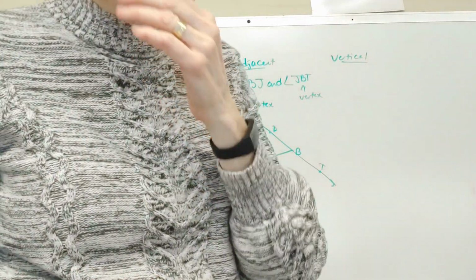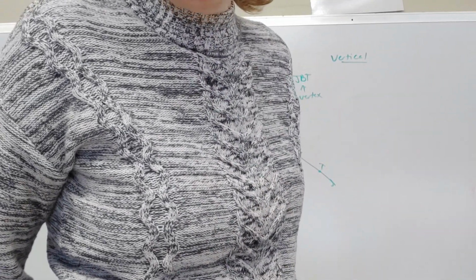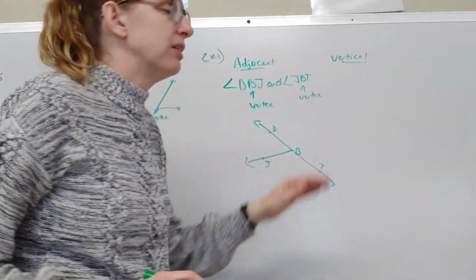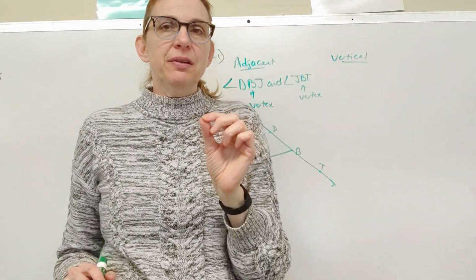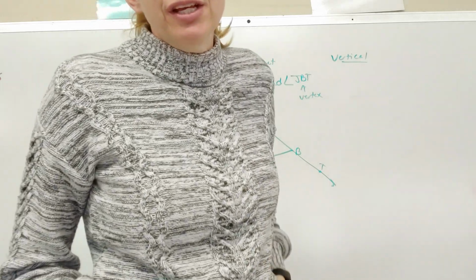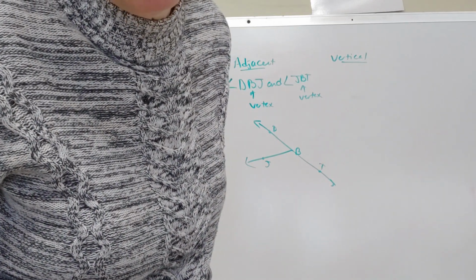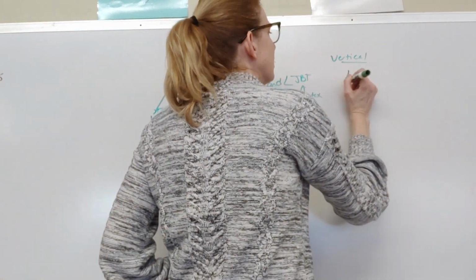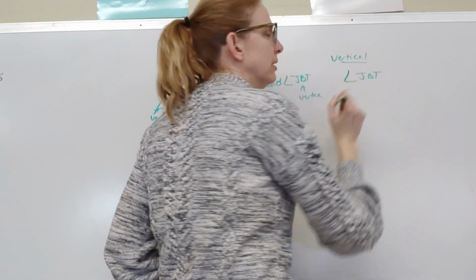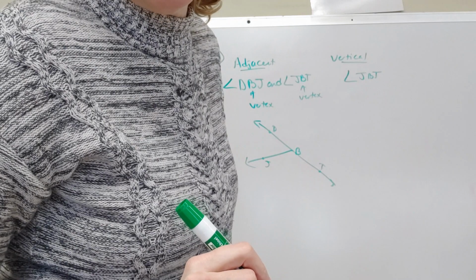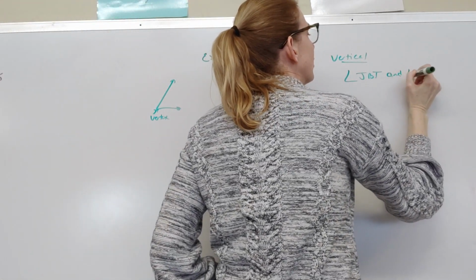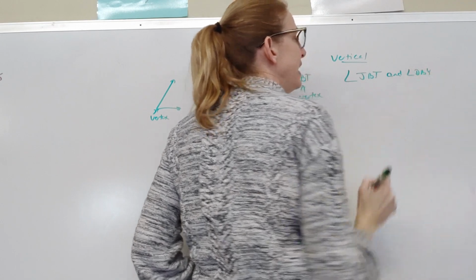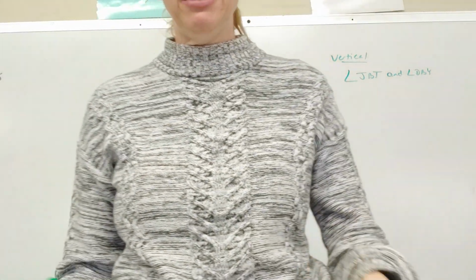Okay. All right. And the vertical angles. It wants a pair of vertical angles. So remember, vertical angles are across. They're opposite from each other, and they are congruent. They're the same measurement. So they said JBT is a vertical angle with DBY. Okay, so find those in the picture.